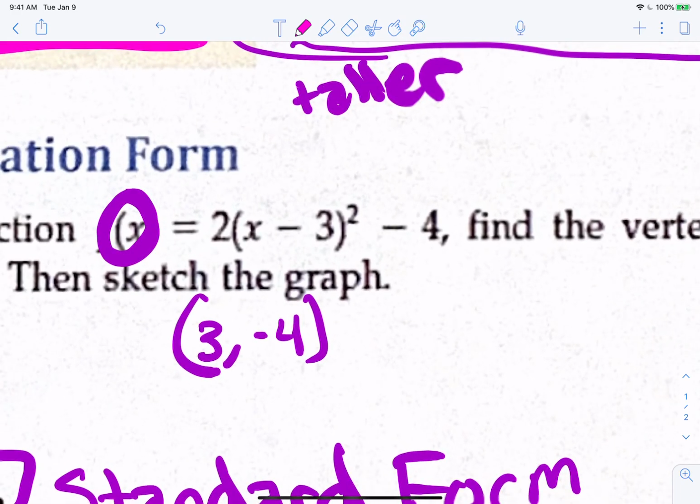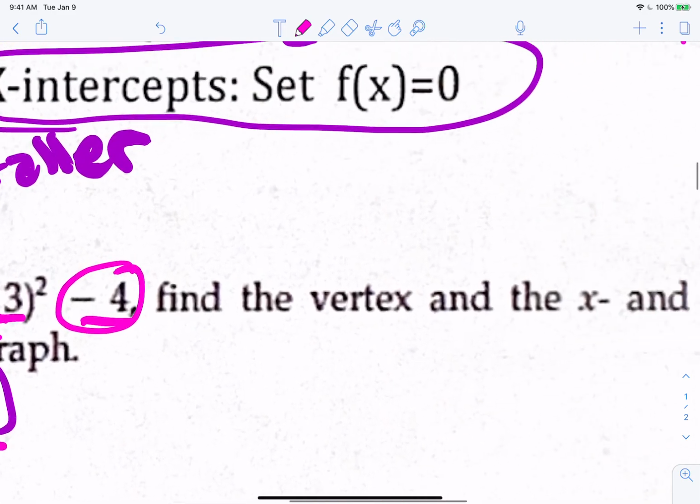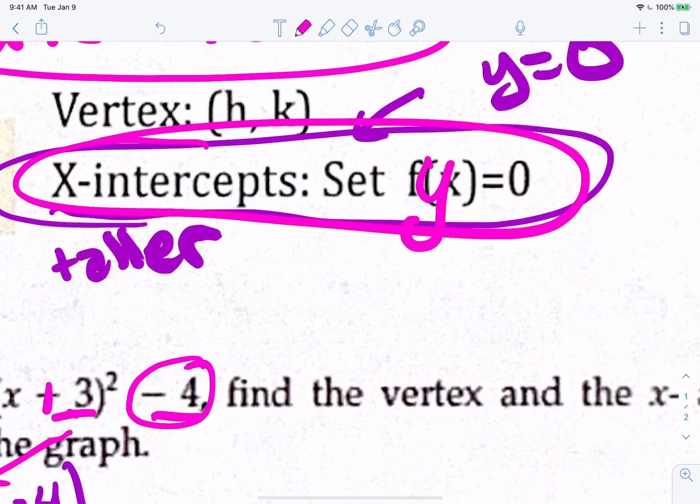Like this function right here, I look at the 3 and I look at the 4 and I change the sign of the 3 to make a positive 3 and I leave the 4 to be a negative 4, and this is where my vertex is located. If you ever want to find the x-intercept, you just set the y-coordinate equal to 0 and you solve for x. Okay, we're going to be doing that same thing for the next two forms.